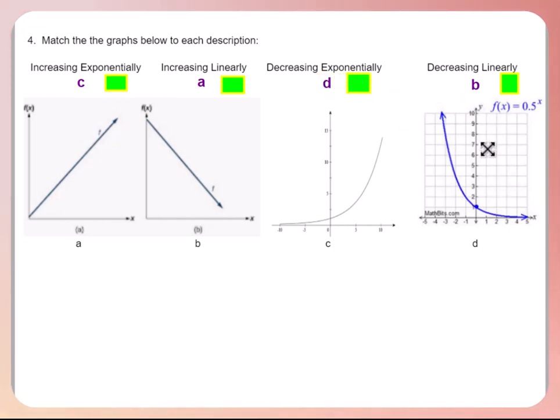You will have a matching like this on the test, so ask questions before you take the test if you don't understand this. Go back and watch the video recording, take notes, whatever you need to do. Understand the vocabulary. Increasing exponentially and decreasing exponentially, those are going to be curves. Increase goes up, decrease goes down. Increasing linearly, that's a line, so that's going to slant up. And then decreasing linearly is going to slant down.